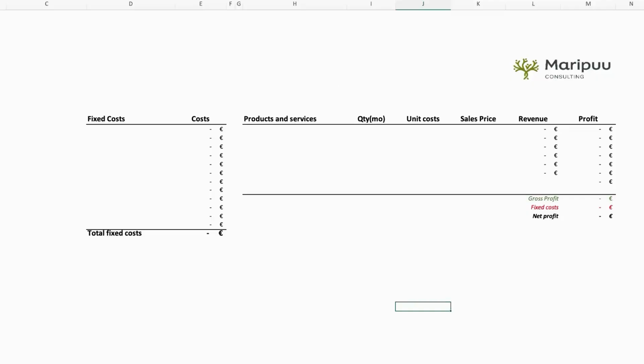So let's move on with a little exercise. We have talked about costs, we have talked about income. Let's start putting numbers down. And this is a very simple little chart where you can mark up your fixed costs and your products and services.